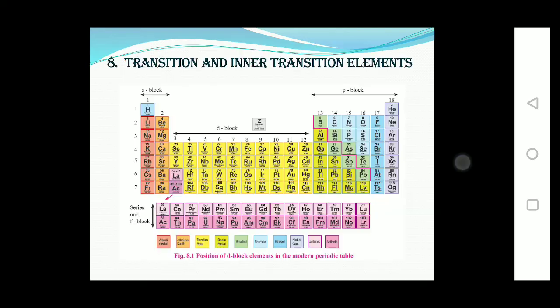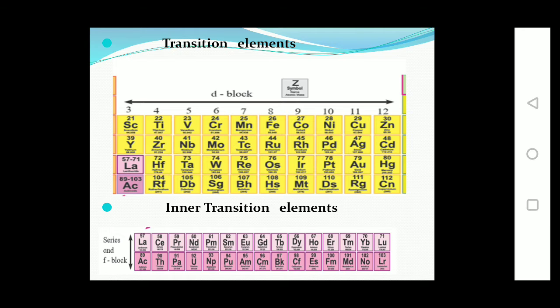As you all know, we have started studying the 8th lesson of your syllabus, that is transition and inner transition elements. We call them d-block and f-block elements. Of these two types, we have started studying transition elements, that is d-block elements. You are now well acquainted with these elements. You know their position, their electronic configuration. We also learned about the variable oxidation states shown by these elements, their physical properties, their metallic character, etc.